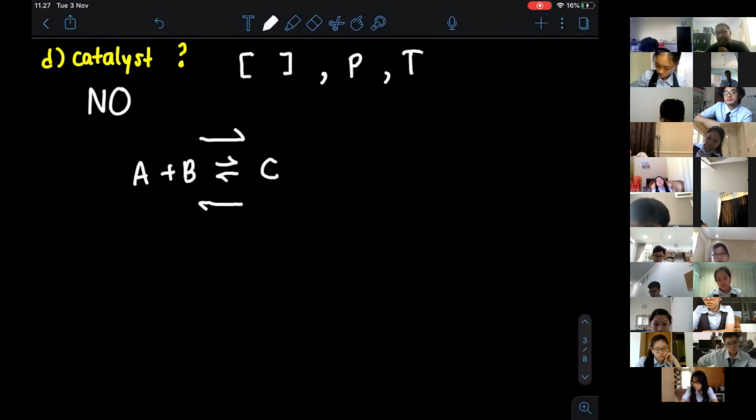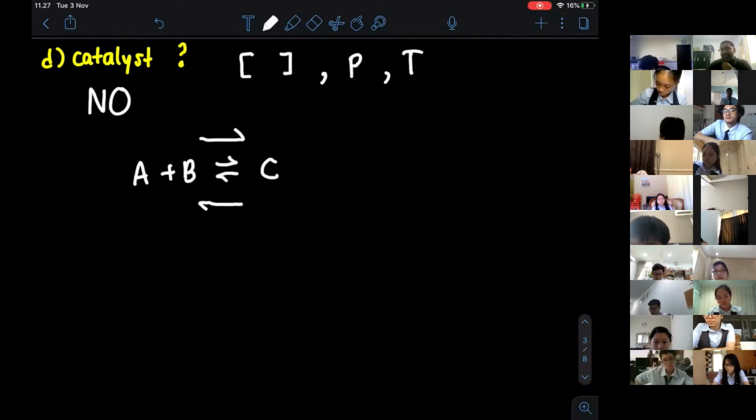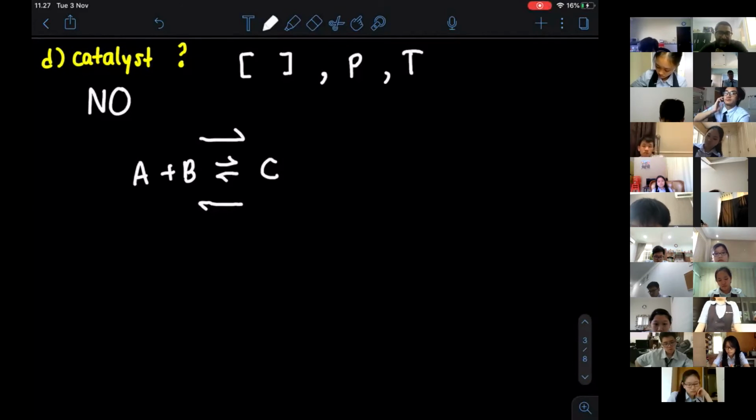If they only sped up one particular direction, then of course the position of the equilibrium would change. So this is going to be an application also. Catalysts speed up both reactions, forward and reverse. Therefore, they do not affect the position of the equilibrium.